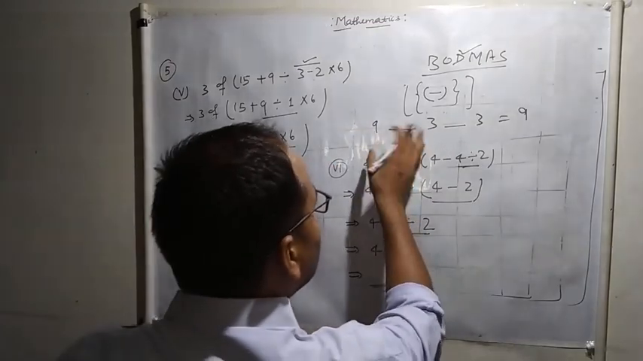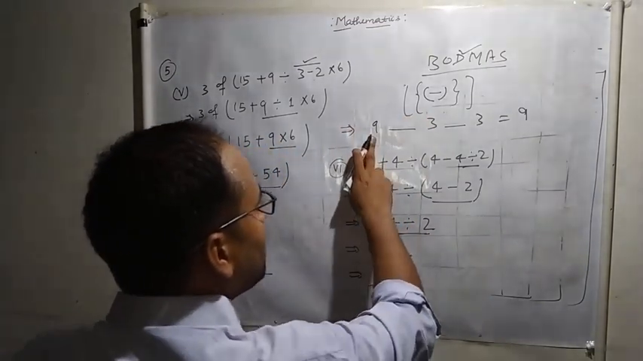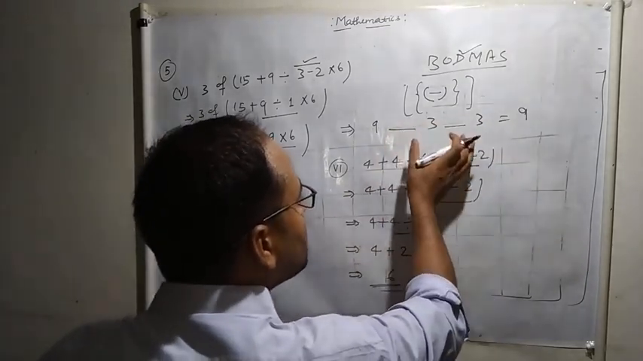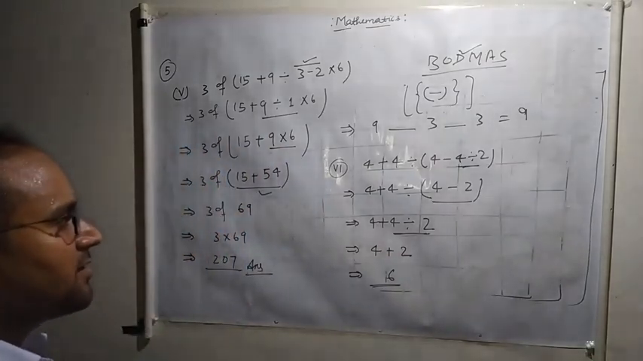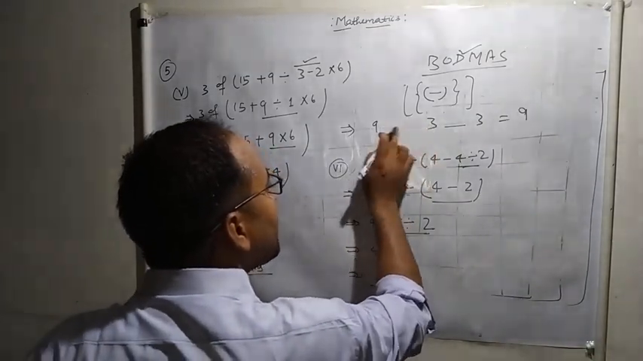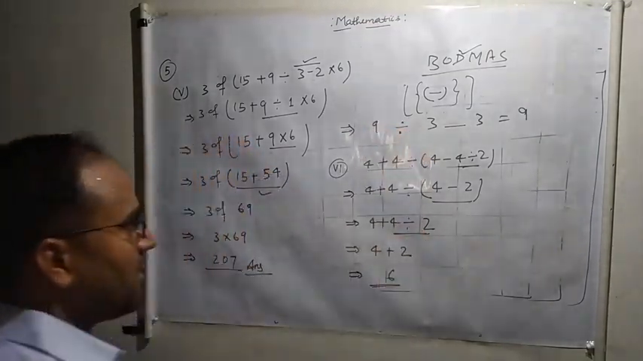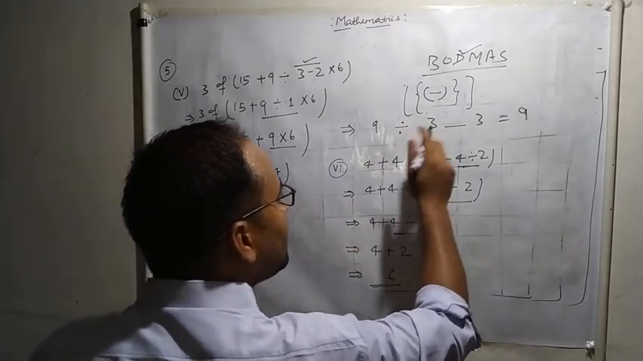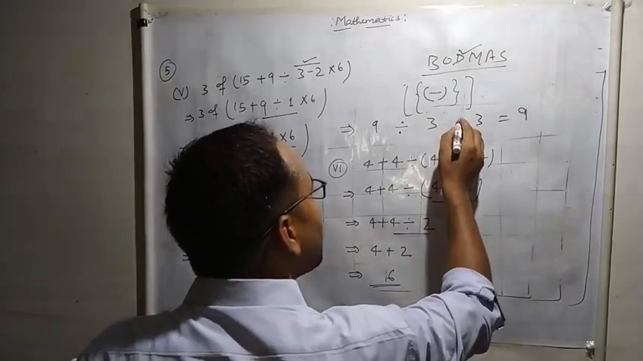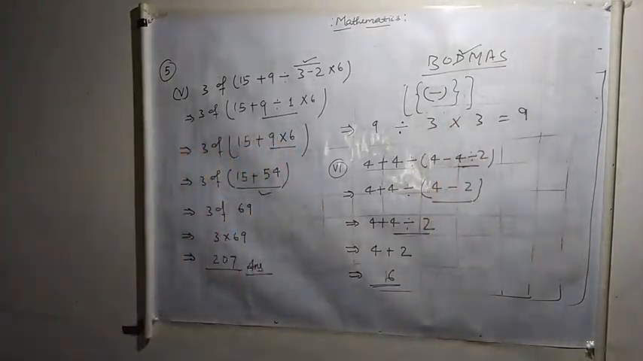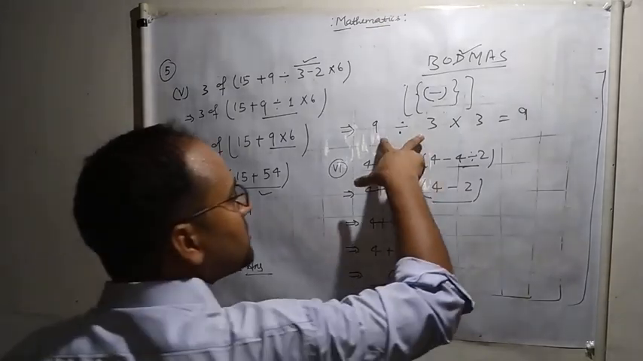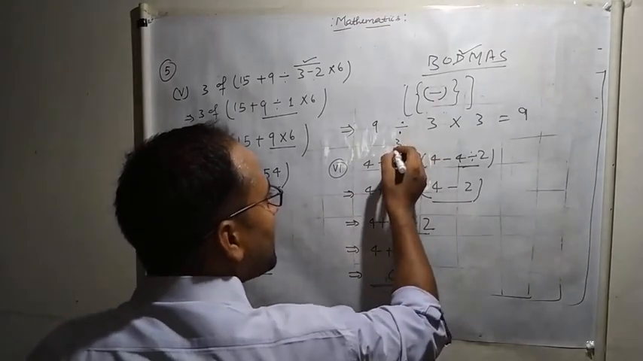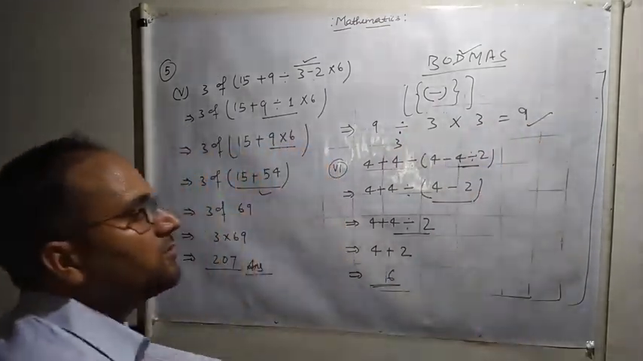So which type of sign will you use in this one? 9, divide, multiply. How will you do this one? You will get 9. Okay students, in this place I'm going to use division. 9 is divided by 3, you will get 3, and here in place of this space I am going to use multiplication. So 9 divided by 3 you will get 3, and 3 multiplied by 3, you will get 9.